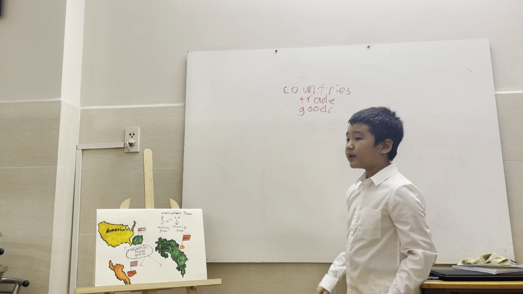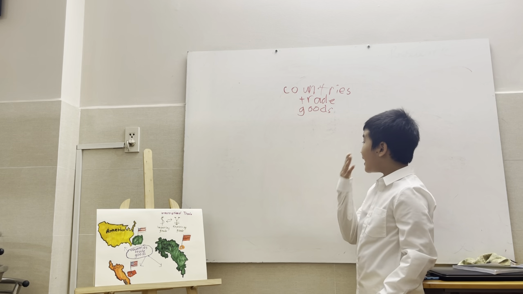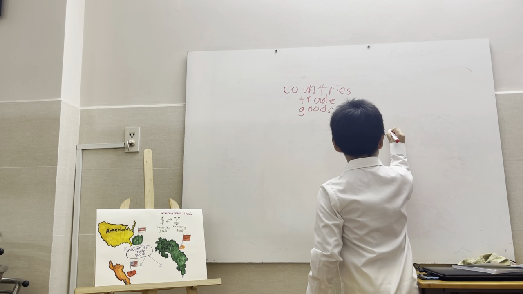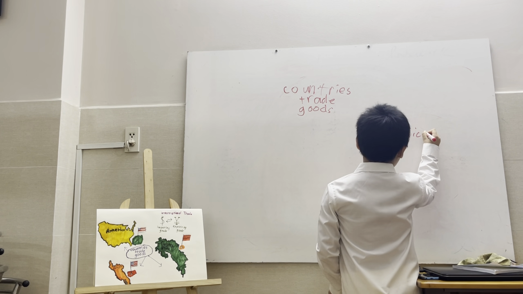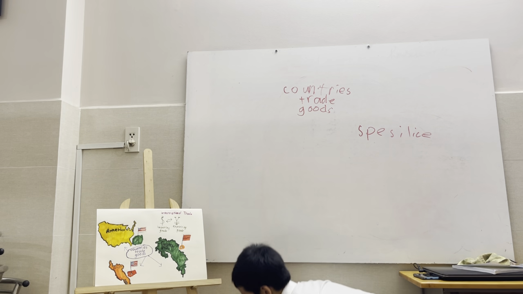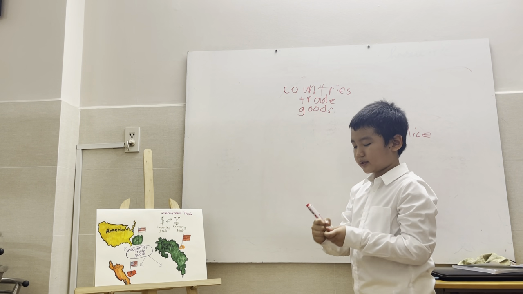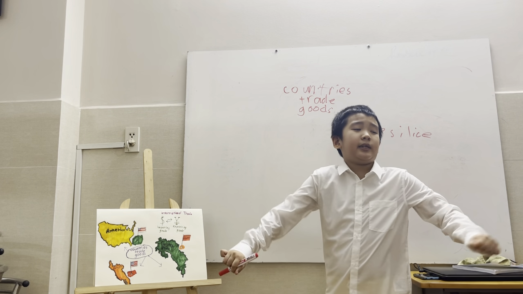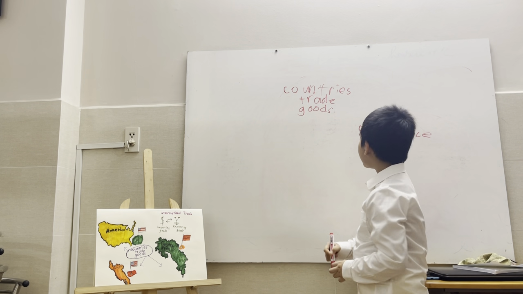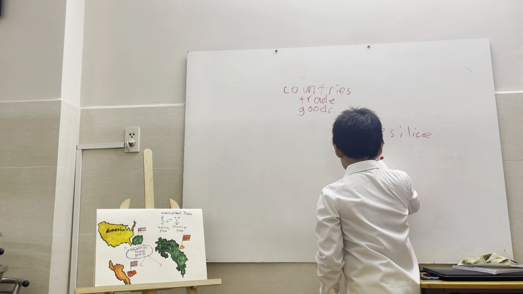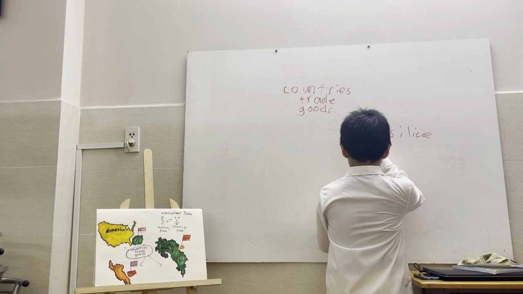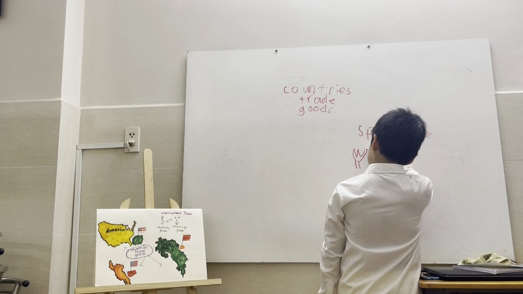Now the next word we're going to talk about is a little difficult. It's called specialize. Do you know what specialize means? As you know, specialize means to focus on one kind of plant. I can't draw very well, especially when I'm drawing trees. There, maybe like that.